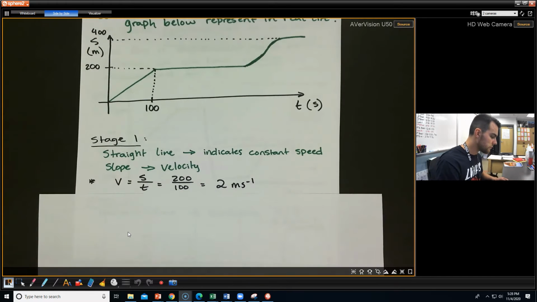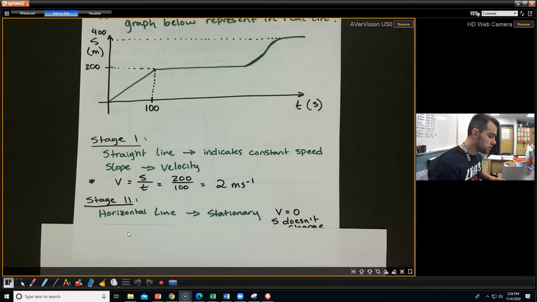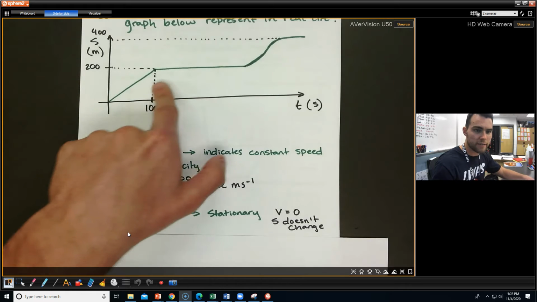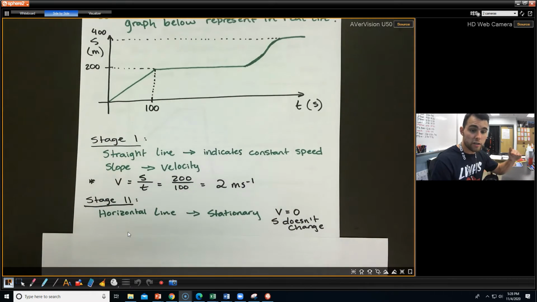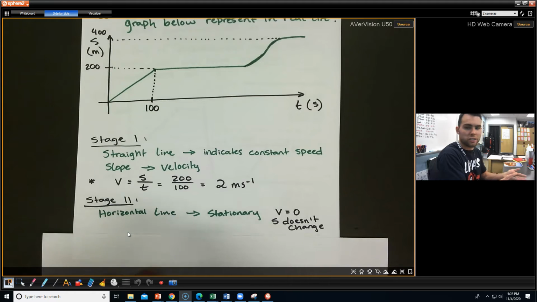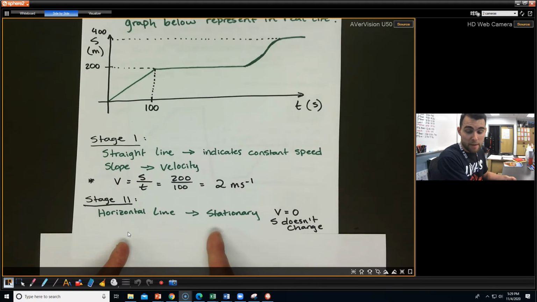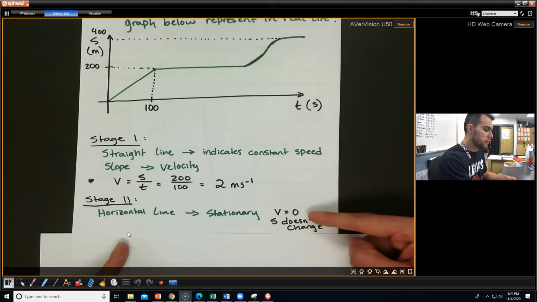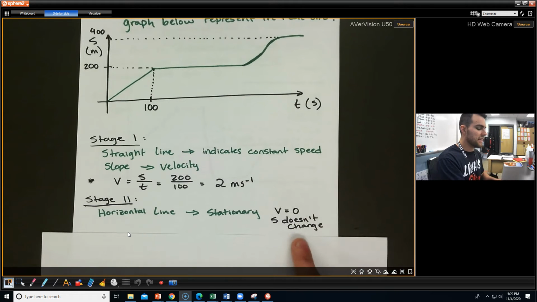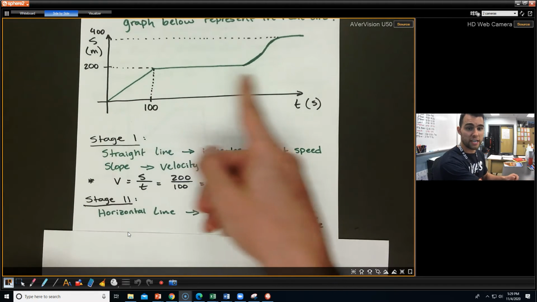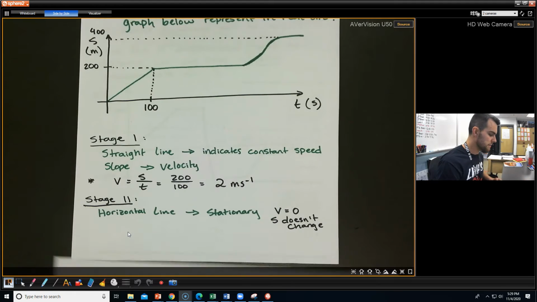Okay? We can also look at stage 2, right? This horizontal line that's going straight across. So it's also a straight line, but there's really no rate of change. There's no slope with that. The slope's 0. So she, in that case, was stationary. She was napping. And so her velocity was 0. And our displacement didn't change as a result, as you can see.